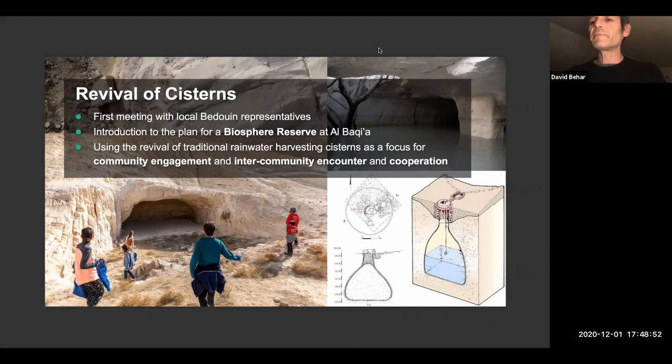It started with a meeting we had with two local Bedouin representatives. One was actually, we found out, the leader of the whole community there. And the first thing they told us is that they are under threat of eviction from the area, and that they are supposed to be moved in a very short time.